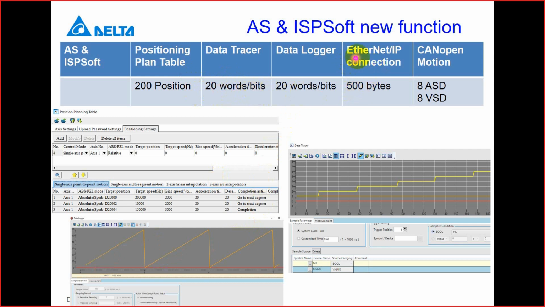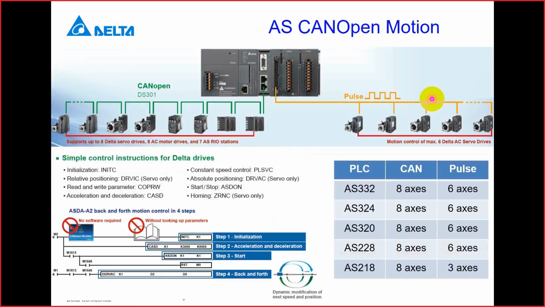Okay, and this one is also new for the Ethernet IP. So maximum can support up to 500, that means 250 watts. And then for the CANopen motion control. So for ACE, we can use the CANopen to control 8-axis servo drive and 8-axis VSD. Okay, so you can see more clearly from this page.